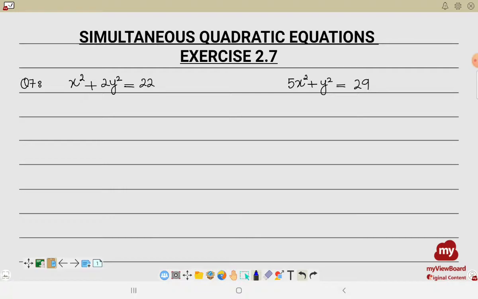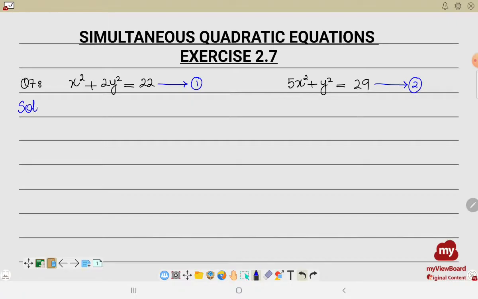Let's solve question number 7 of exercise 2.7. If you see, there is no whole square, so we'll just write the equations as they are. This is going to be our equation 1 and this is going to be our equation number 2.